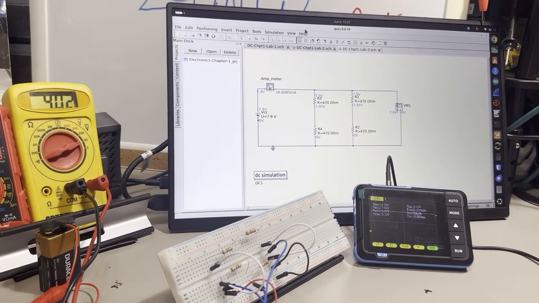4 resistors, 2 branches, the current split, total resistance dropped, and Ohm's Law predicted every single number on those meters. 3 labs, 3 circuits, 1 formula.